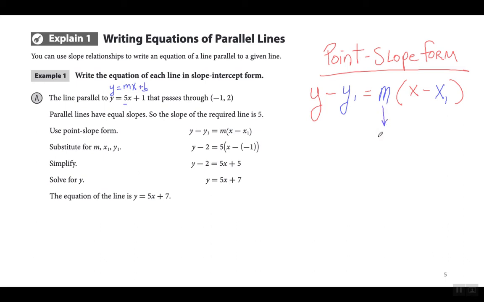So that means that right here, I'm going to put the number 5. Okay, now look, it passes through this point. Okay, so all I'm going to do is substitute that point for x1 and y1.